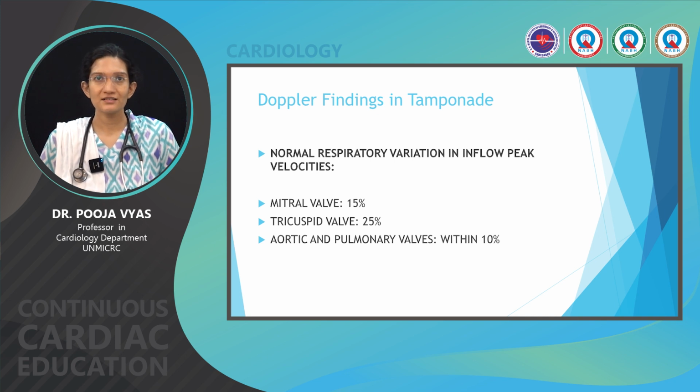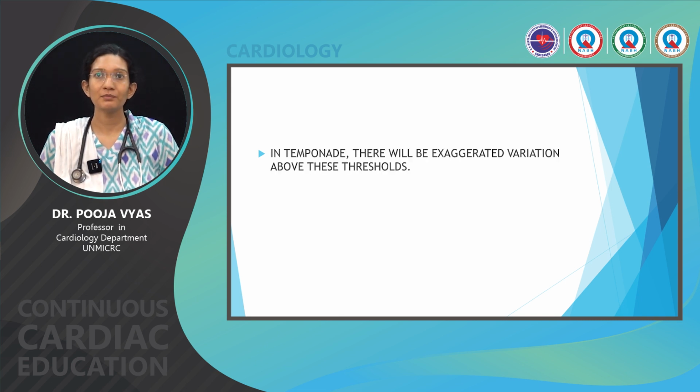Other Doppler findings in tamponade are exaggerated respiratory variations. In the mitral valve, normal respiratory variation is around 15%. In the tricuspid valve, it is 25%. In the aortic and pulmonary valves, it is within 10%. So if there is more than normal respiratory variation in the inflow peak velocities, it suggests cardiac tamponade. There will be exaggerated variation.